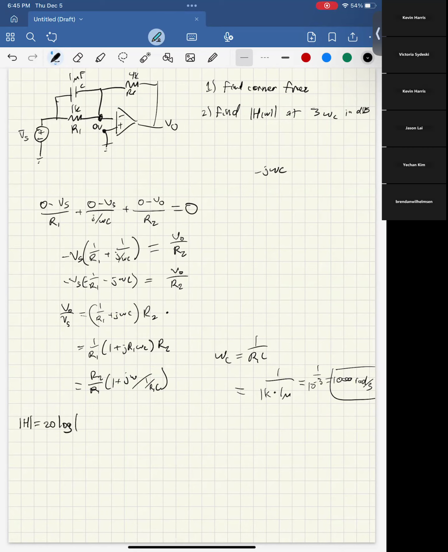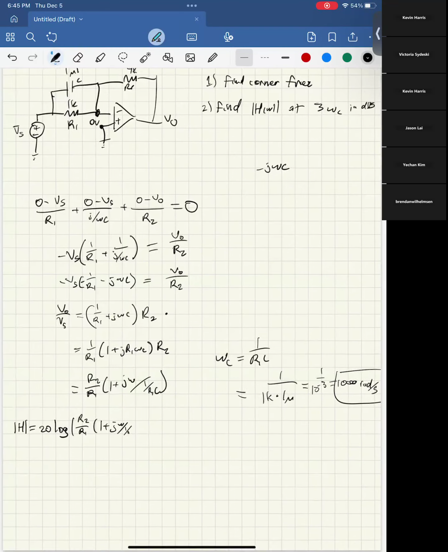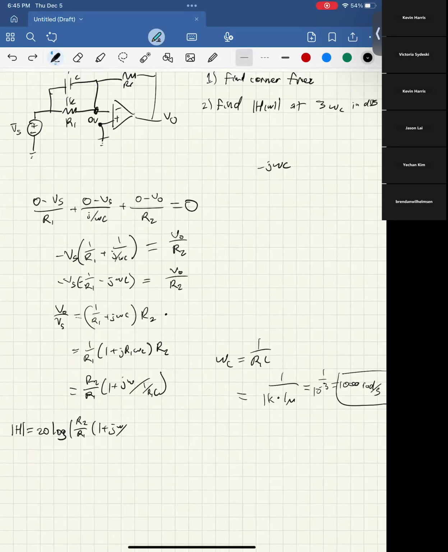Okay, so the magnitude of our H is going to be 20 times the log of the thing that we had, R2 over R1 plus j omega over 1 over omega C. And then if we use log rules to expand this out, we'd get 20 log R2 over R1.